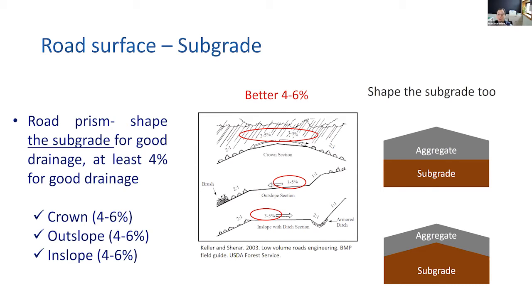Otherwise, there's a lot of aggregate that needs to be put on top of that subgrade to be able to achieve that level of grade on the crown of the road. And aggregate is pretty much the most expensive part of the road. So we want to try and do the subgrade and shape the subgrade before we put the aggregate on top.